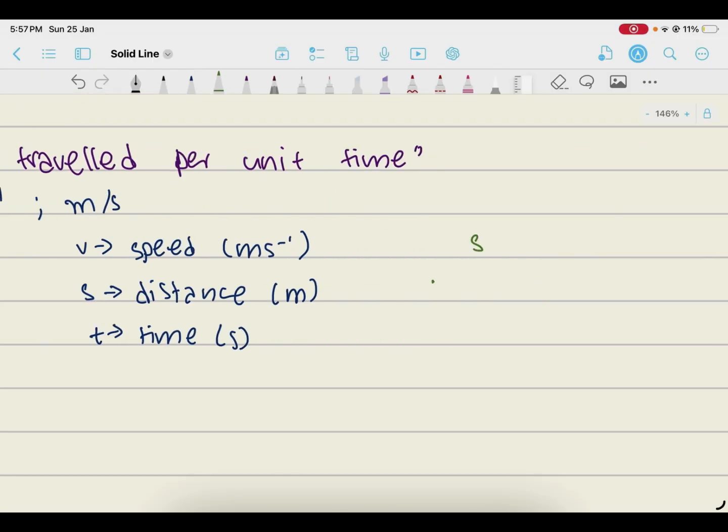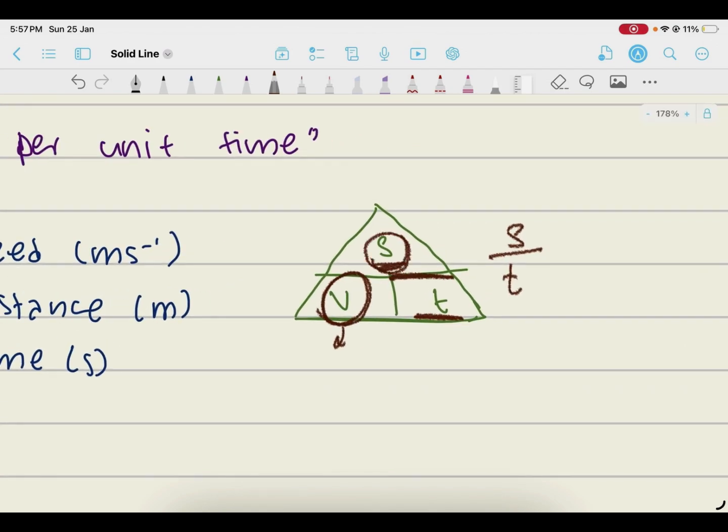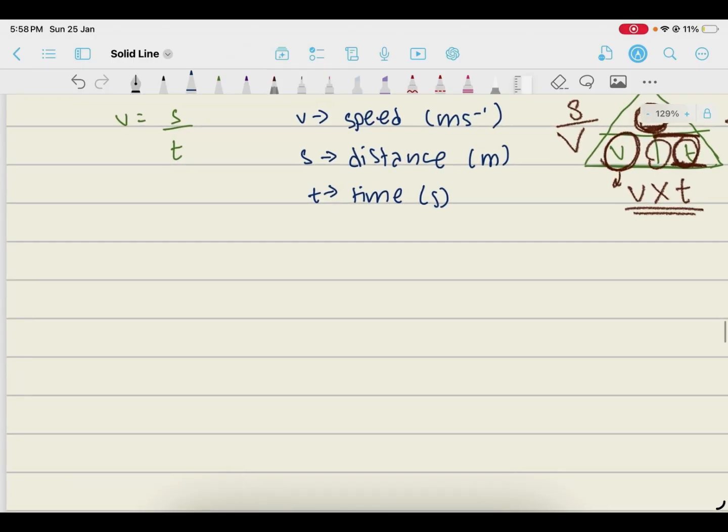Here, you need to know how to use these triangles, okay? Formula triangles. So, it's like this. Since we want to find out what is V, which is speed, we will cover this up, and S over T, S divided by T, then we will get velocity. I mean speed for now, okay? And if you want to find out distance, it will be V into time. Speed into time will give us the distance. And for time, we will do S over V and we will get time. It's sort of just like basic algebra, right?